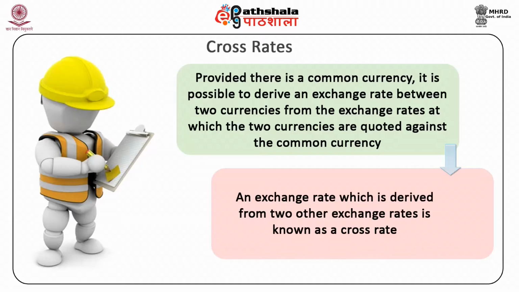Example 4. 1 US dollar is equal to 100 yen. 1 pound sterling is equal to 1.5 US dollar. What is the exchange rate for pounds in yen terms? Algebraically, 1 pound sterling is equal to 100 yen times 1.5, which is equal to 150 yen.